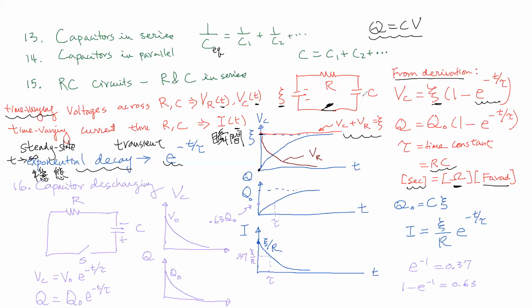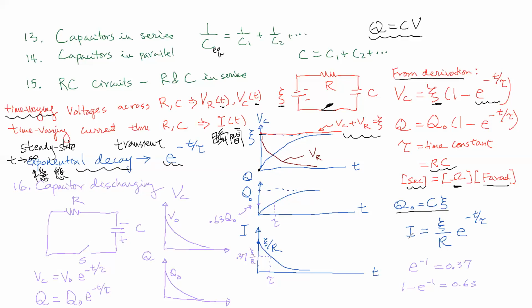So in the beginning, there's no Q. Q is equal to 0 right there. And then in the end, it will be approaching this Q0 value. And this Q0 will be equal to C times epsilon, right? Using this formula there. So that is what the Q0 is.